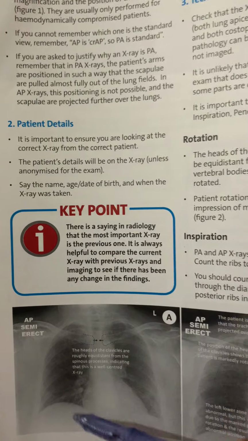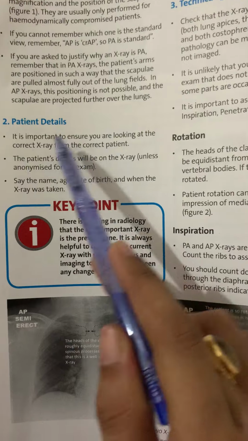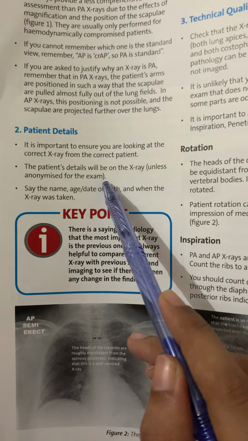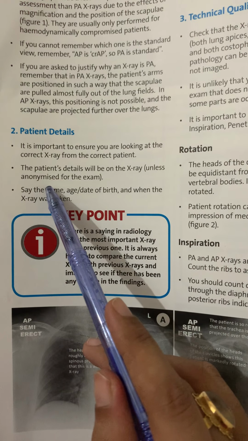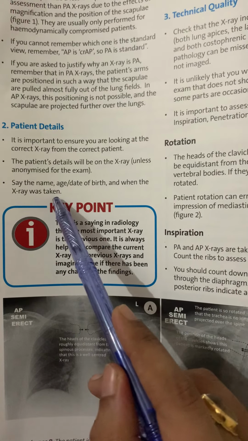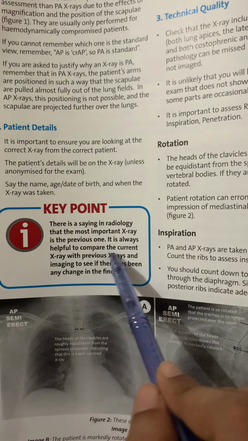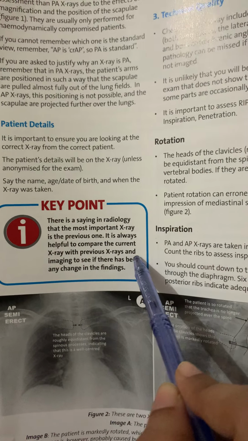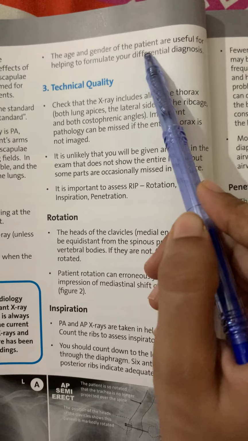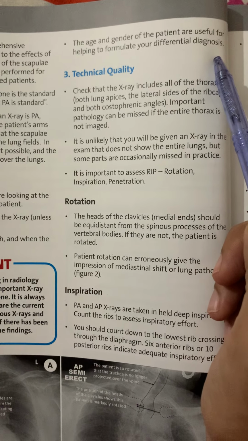Number 2, after looking at the projection of the X-ray, we will look at the patient details. It is important to ensure you are looking at the correct X-ray from the correct patient. The patient's details will be on the X-ray unless anonymized for the exam. Check the name, age, date of birth, and when the X-ray was taken. There is a saying in radiology that the most important X-ray is the previous one. It is always helpful to compare the current X-ray with previous X-rays and imaging to see if there has been any change in the findings. The age and gender of the patient are also useful for helping to formulate your differential diagnosis.